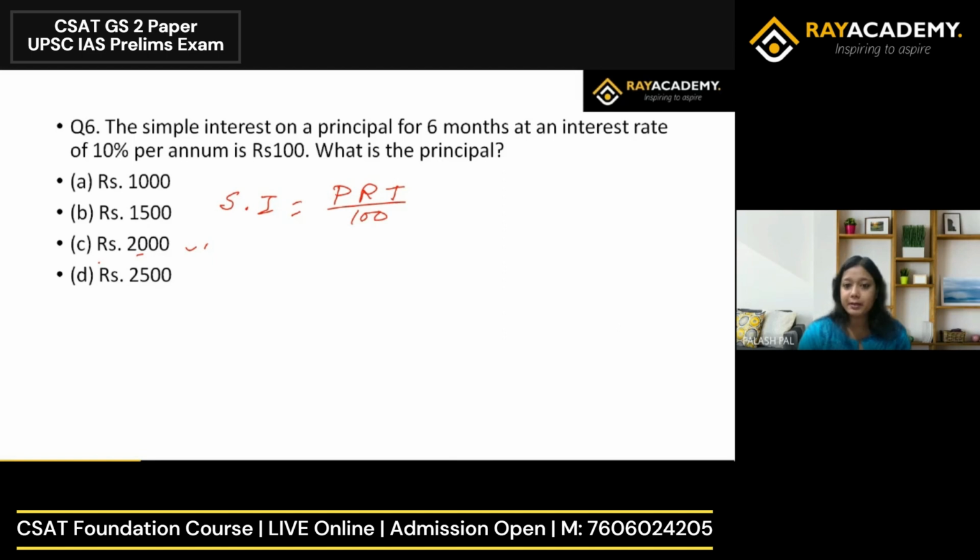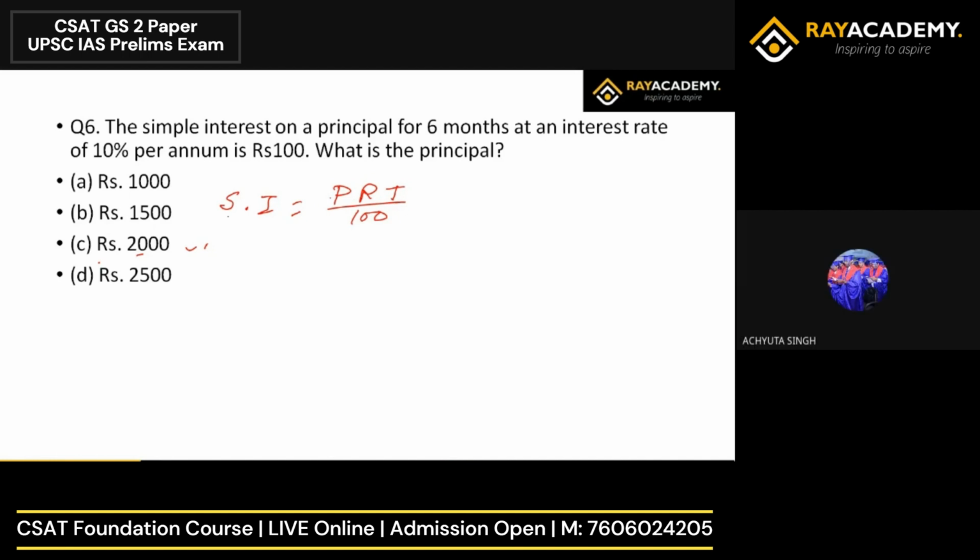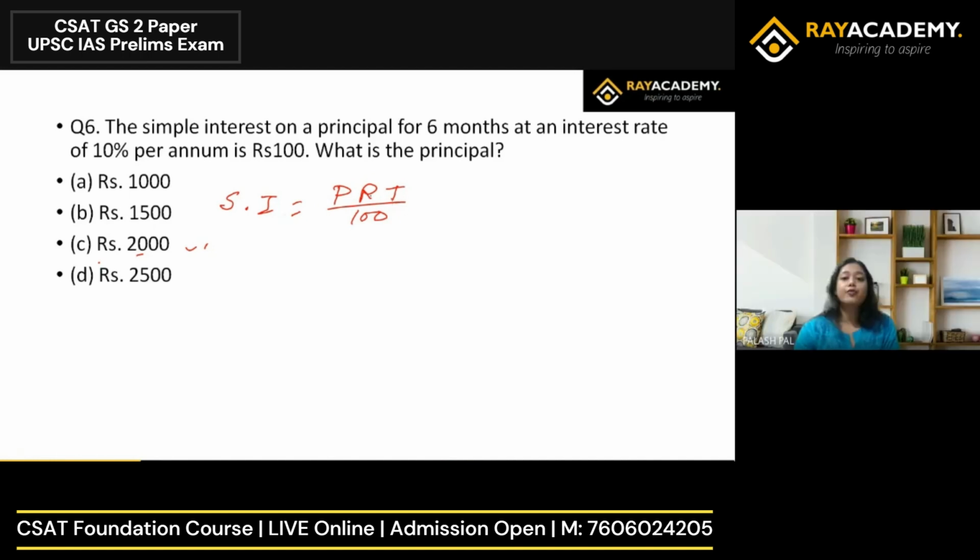P is for principal, R for rate of interest, T for time, and SI is for the simple interest. And one thing remember, T, that means time, is always in year mode, not month, not day. If in your question it is in months, you convert to years, that is divide by 12. If it is in days, then convert to years, that is divide by 365. Clear?